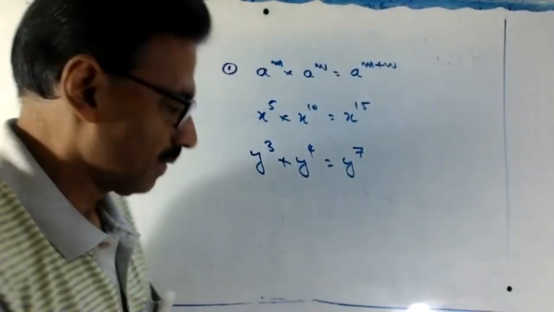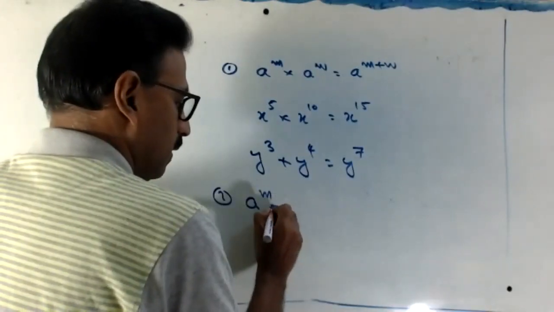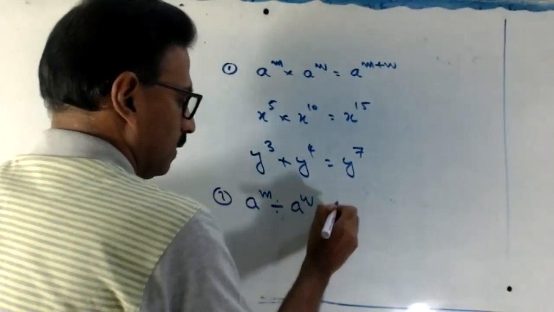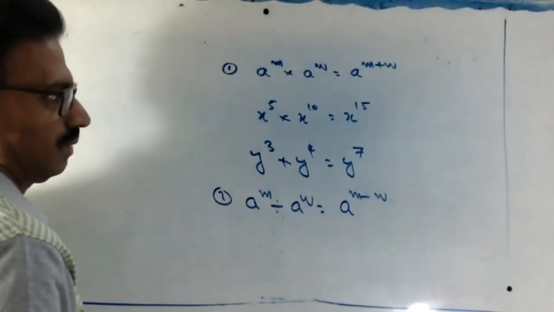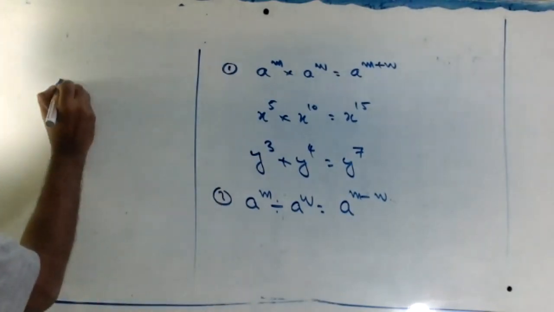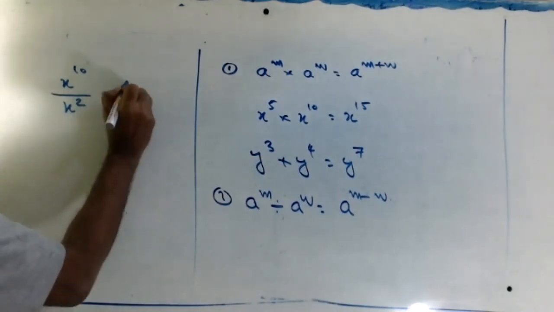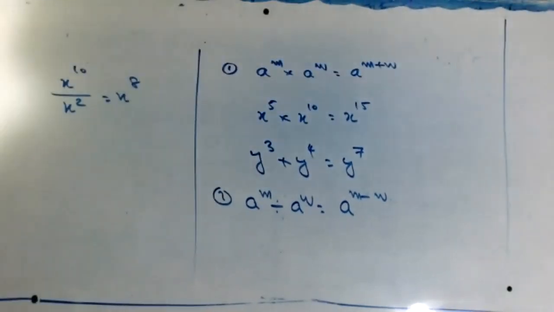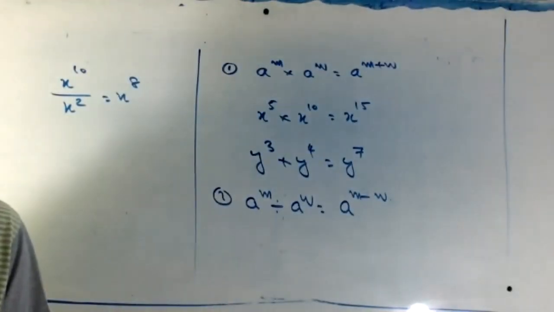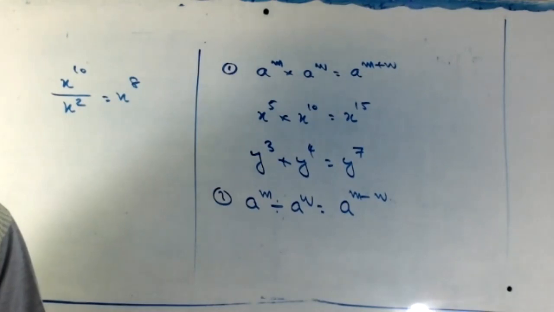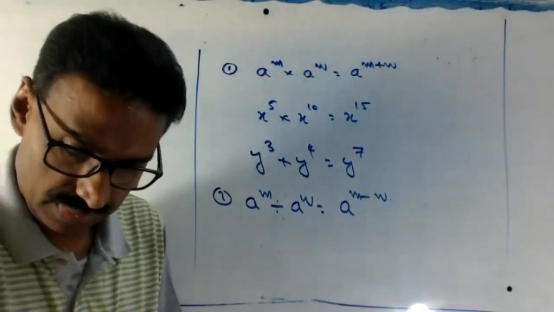Okay. Second one, a raised to m divided by a raised to n, that is a raised to m minus n. Example, x raised to 10 divided by x square equal to x raised to 8. 10 minus 2 is 8. Okay, write first. Then next one.